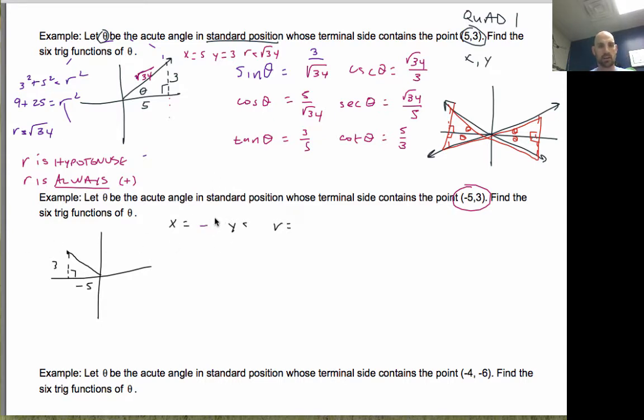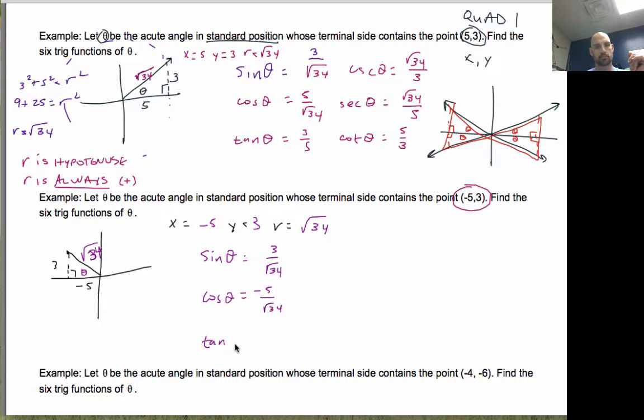All right, so my x is -5, my y is 3. Like the previous example, r is going to be root 34. What does that change? Well, check it out. Here's my theta. The sine of theta is equal to the opposite over hypotenuse, and remember, my radius, so my hypotenuse, is always going to be a positive value. So 3 over root 34. Notice, it's the same as up here, even though my triangle is in my second quadrant. My cosine changes though. It's going to be -5 over root 34.